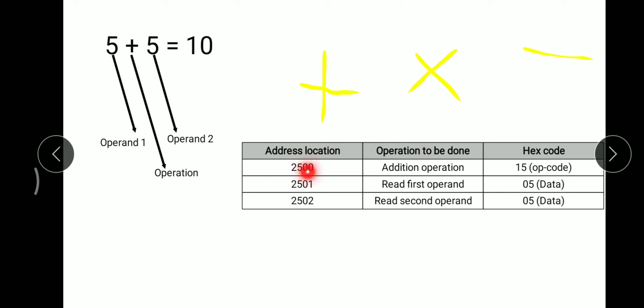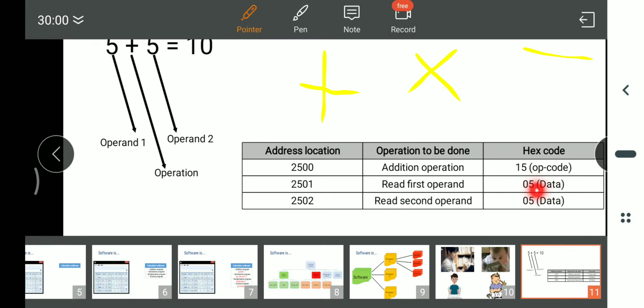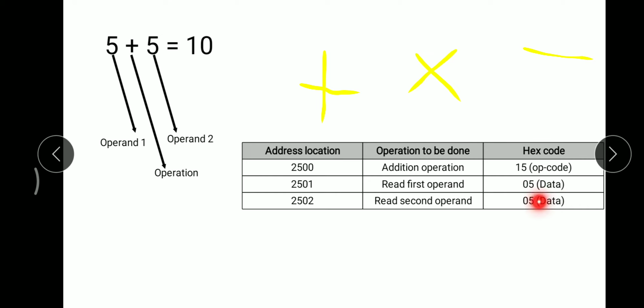So if you tell your microprocessor to go to the 2500 address and do that execution, it will go to 2500 and identify that 15 means we need to add two numbers. Where are the two numbers? It will ask you. In the next two subsequent addresses, you have to post the data. In 2501, paste the first data. In 2502, paste the second data. That is how I am mentioning that this is data. 05 is data, 05 is data, 15 is an operation code.